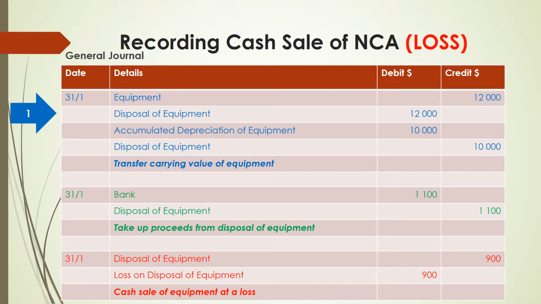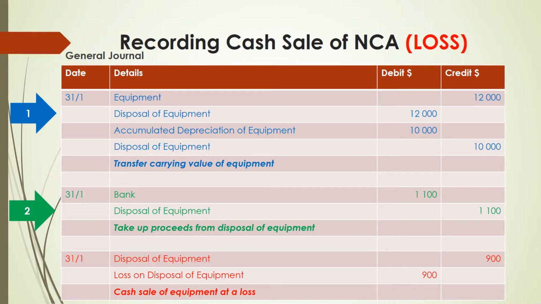So in this first entry, we can see that we are transferring the balances from the equipment and accumulated depreciation accounts both into the disposal of equipment account. In simple words, we are transferring the carrying value of the equipment into a clearing account called the disposal of equipment. In the next entry, we are taking up the proceeds from the disposal of equipment. And in this case, because it was a cash sale, the proceeds were therefore $1,100 cash, which is a debit to the bank account and a credit to the disposal of equipment account.